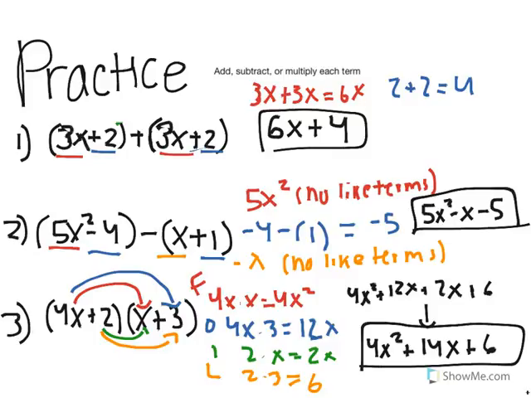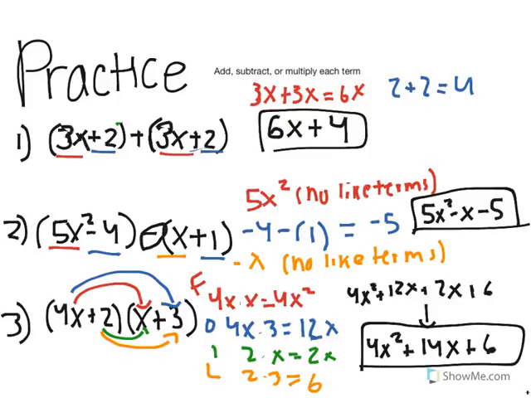Then I went on to the subtraction problem. 5x squared has no like term, so it remains its own thing. Negative 4 has 1 as its like term, so I subtract the positive 1, so I get negative 5. And then the x has no like terms, but we have to remember there's this negative right here, so it's the negative x. So I have 5x squared minus x minus 5.